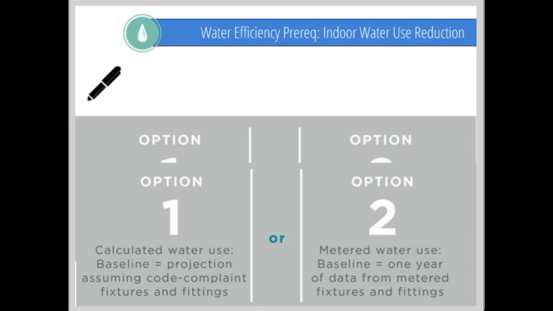Option 1 is for projects that do not separately meter at least 80% of fixtures as a percentage of total fixture count, or cannot isolate fixtures by subtracting all other building water systems based on sub-meter data. Option 2 is for projects that separately meter at least 80% of the fixtures as a percentage of total fixture count, or can isolate fixtures by subtracting all other building water systems based on sub-meter data. Remember the 80% criteria.